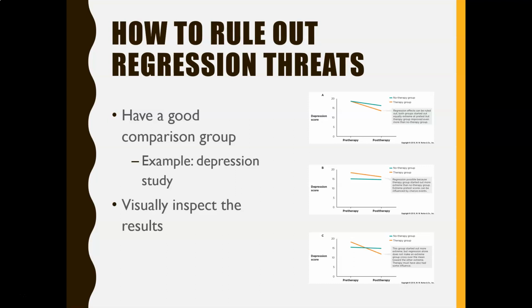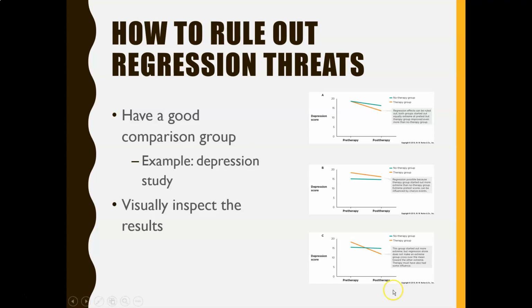Odds are pretty good that's going to be an extreme value. And because of what we know about regression to the mean, odds are pretty good that you're going to see a reduction in that score on the post-test. Not necessarily because of the treatment, not necessarily because they're less depressed, but because of regression to the mean. So a comparison group that does not get the treatment is going to be very critical. And we also need to visually inspect our results and see what's going on.